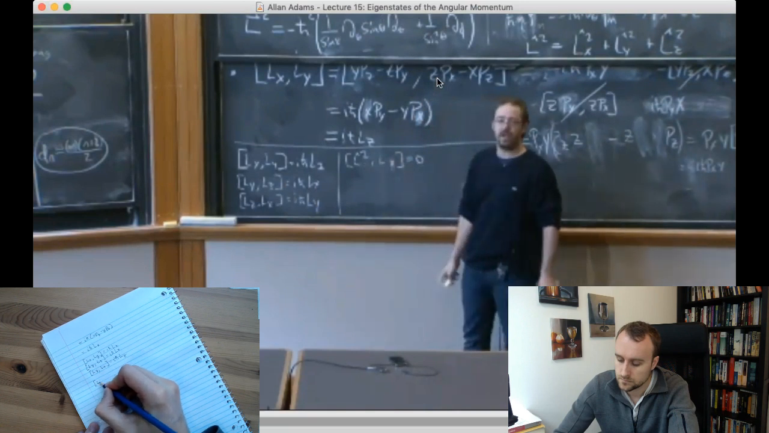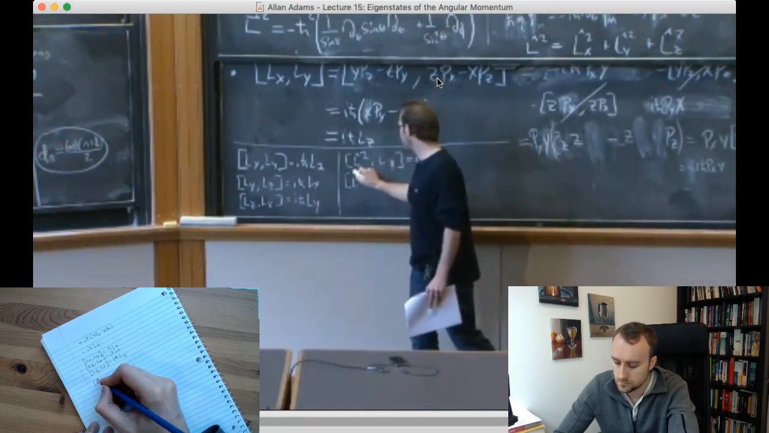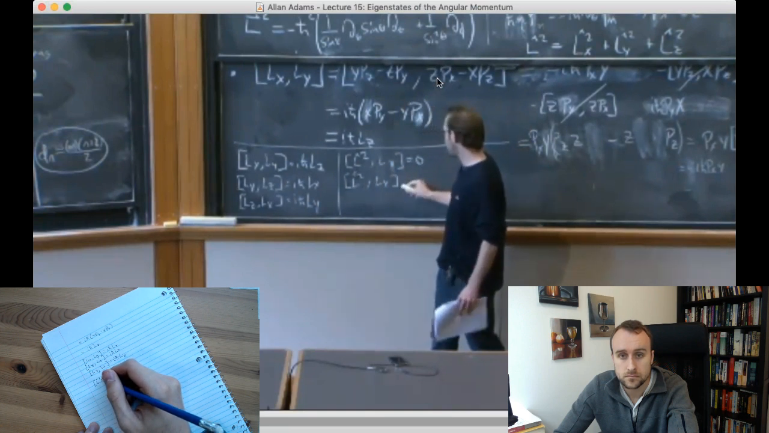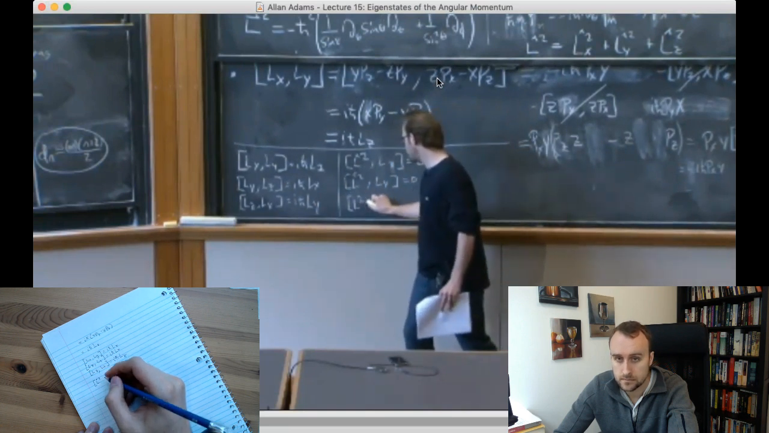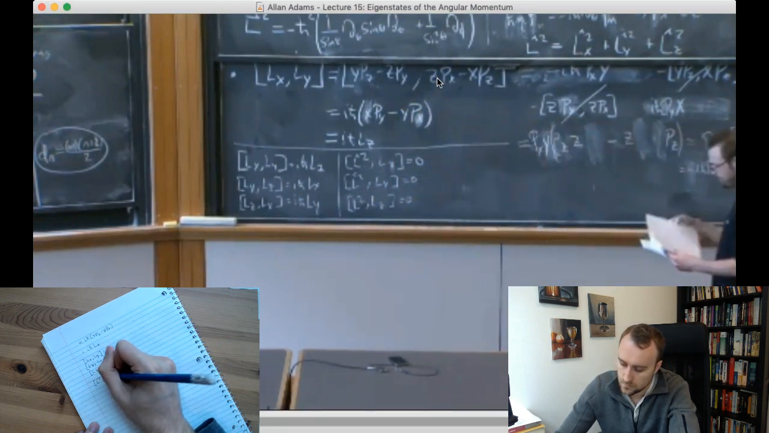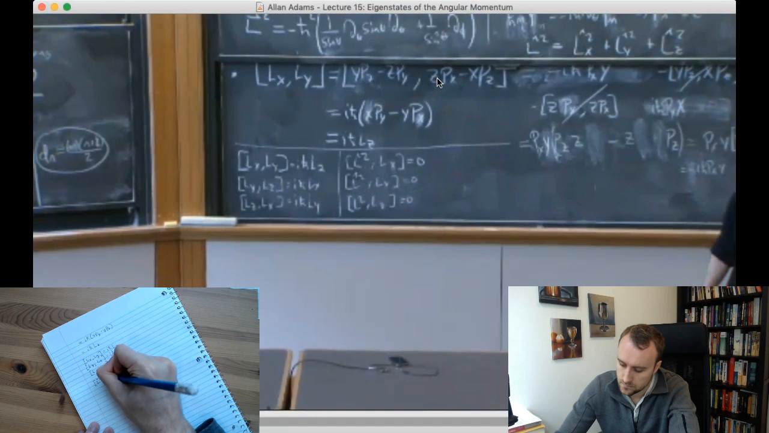So Lx commutes with the magnitude L squared. Similarly, L squared, now just by rotational invariance, if Lx commutes with it, Ly and Lz also commute with it. Because the commutator of L squared with Lz must be equal to 0. Yeah? We're cool with that?